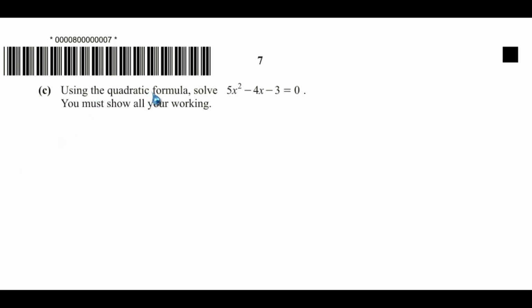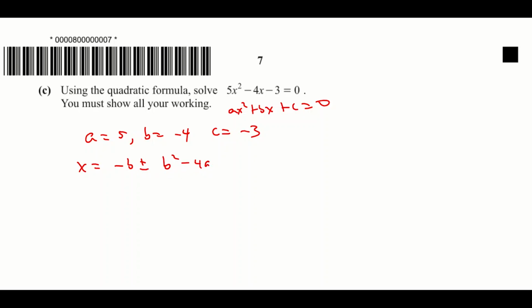Using the quadratic formula, solve this. If you compare this with the general equation of quadratic equation, that will be ax squared plus bx plus c equals 0. This is the general form of quadratic equation. You see that a is equal to 5, b is equal to -4, and c is equal to -3. So using the quadratic formula, x will be equal to minus b plus or minus b squared minus 4ac.